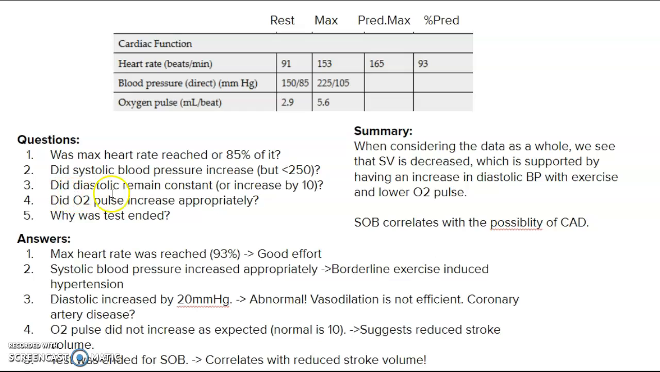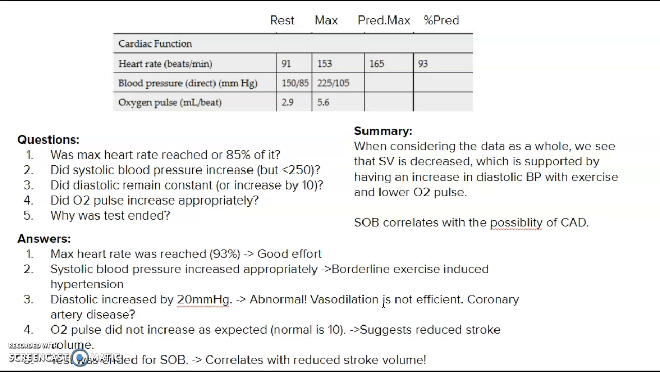Next, did the diastolic remain constant, or, oh, that should say decrease by 10, not increase. My apologies. This should say decrease. And no, it did not. The diastolic started at 85 and went up to 105, so that increased by about 20 mmHg. This is abnormal. Vasodilation was not efficient. This should have remained constant. So it leads you to question, what makes the diastolic pressure increase? A lack of vasodilation, which highly suggests coronary artery disease.